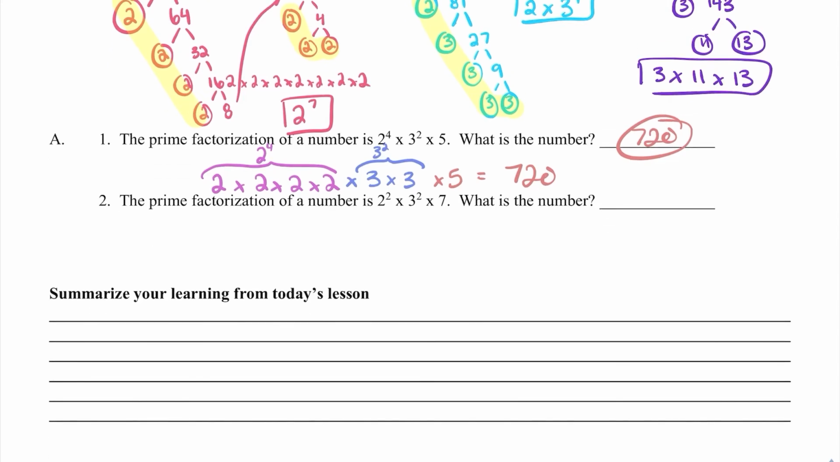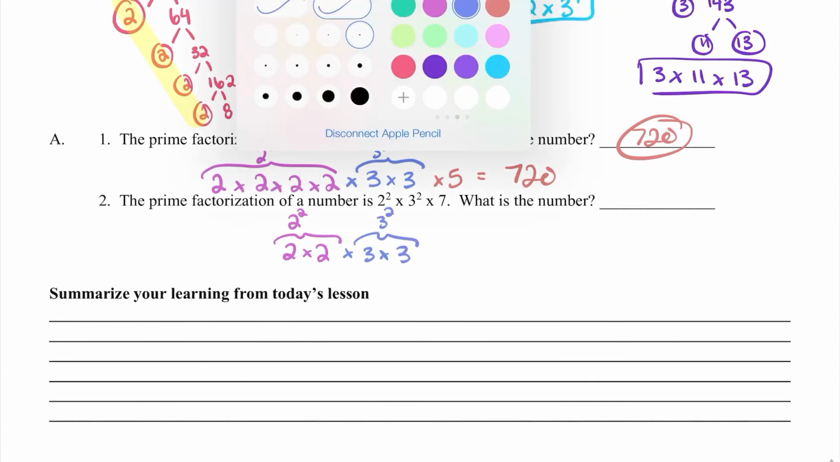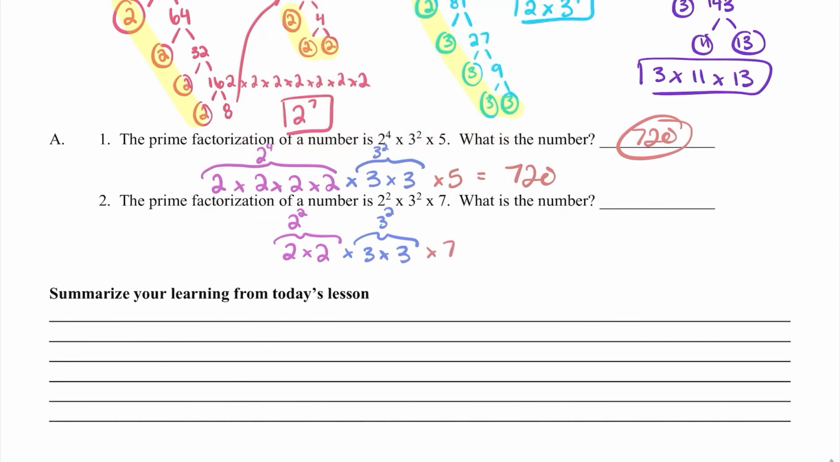Okay, now I want you to try the second one on your own. The prime factorization of a number is 2 squared times 3 squared times 7. What is the number? Go ahead, pause the video, try it on your own first. All right, hopefully you paused the video. So 2 squared is rewritten like this. So this is 2 squared. Then you're multiplying that by 3 squared, which is written like this. So this is 3 squared here. And then the last number we're multiplying by is 7.